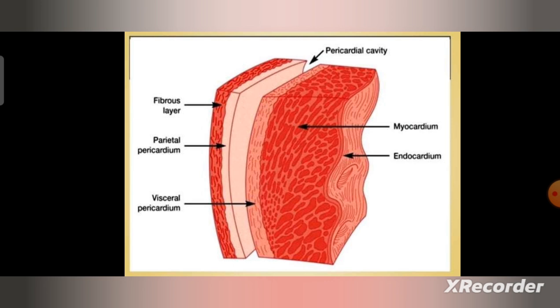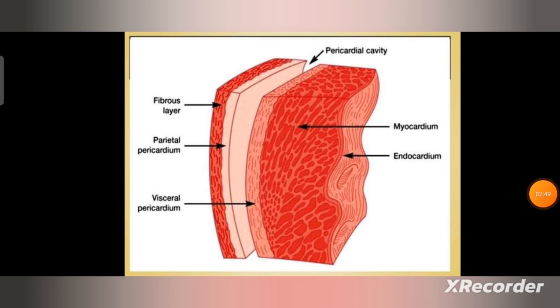So this figure also represents the layers of the heart. Innermost is the endocardium, middle is the myocardium, and the pericardium consists of three layers: the fibrous layer, the parietal pericardium, and the visceral pericardium. And in between the parietal and visceral pericardium there is a cavity which is known as the pericardial cavity.